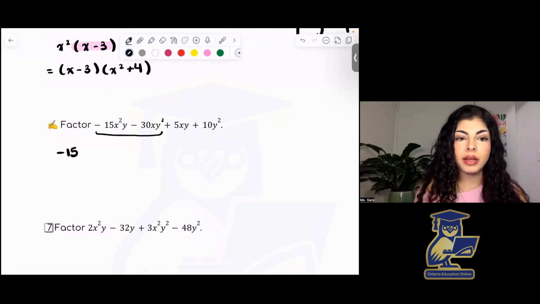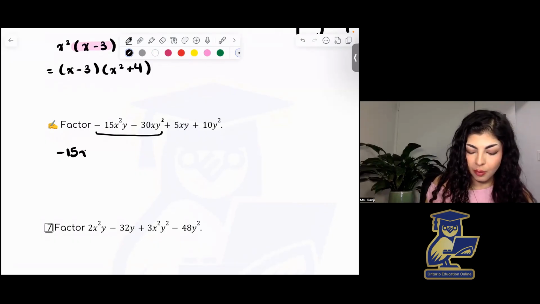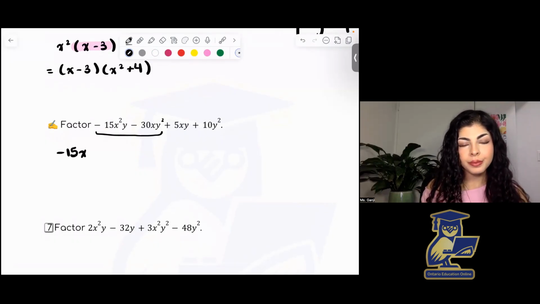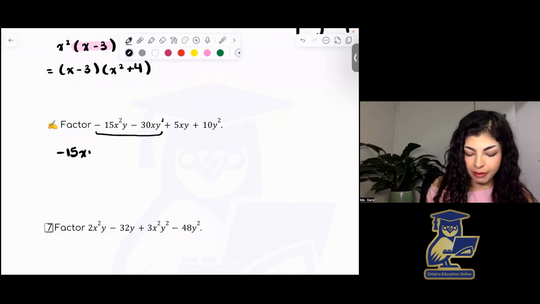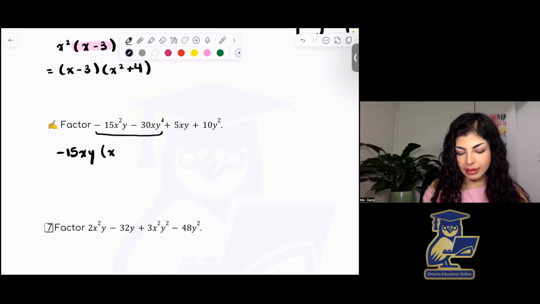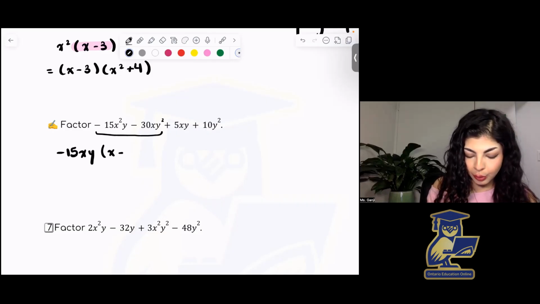Now we will look at the x terms. They both have one x that we can factor out. And looking at the y terms, y and y squared, we also can factor out one y from them. So the first term, we just have x left, and the second term, we only have plus 2y.